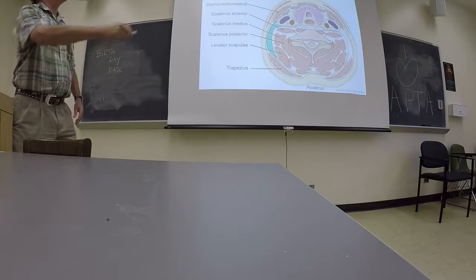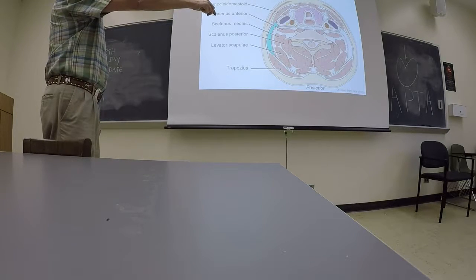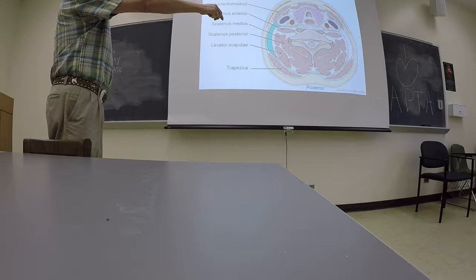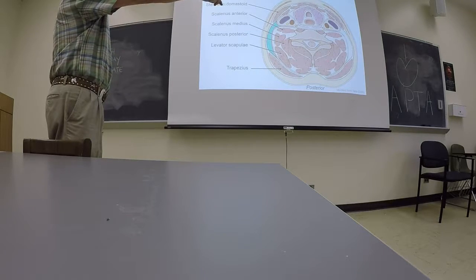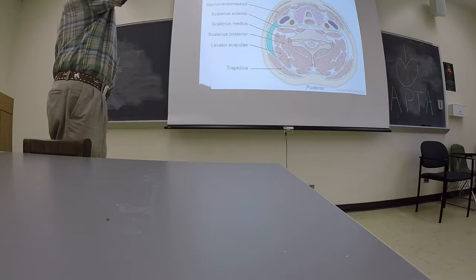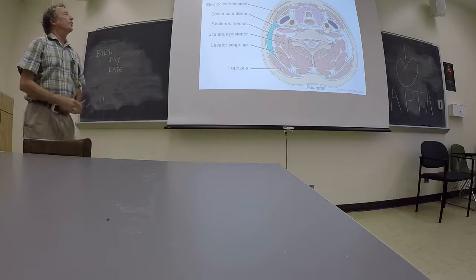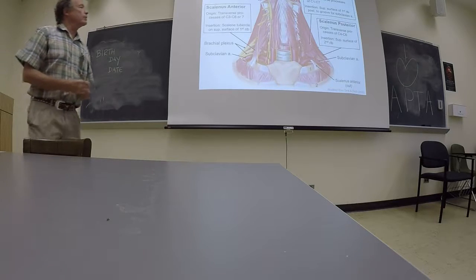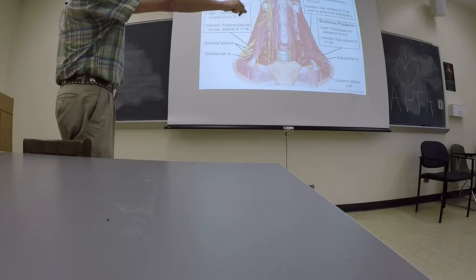So here we are again in this cross-sectional view. Here's the triangle, and then deep back in here, there's levator scapulae. There's the posterior, middle, and anterior scalene muscles, which are related to these cervical vertebrae and the ribs below. So they're deep here in the floor of the posterior triangle. Here's what they look like. You see these guys over here on the side.